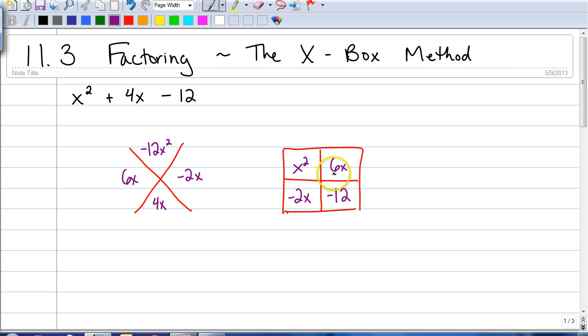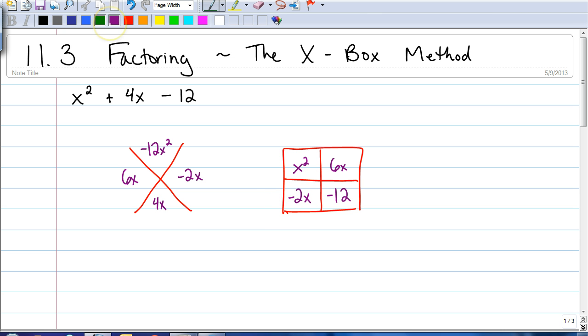So we put those two terms over here and fill in the rest of our box. Now it does not matter where I put the 6x and the negative 2x. I could have swapped these two and our answer would end up being the same. But just so that we're being consistent, why don't you put the 6x in the top right corner for right now and the negative 2x in the bottom left corner.